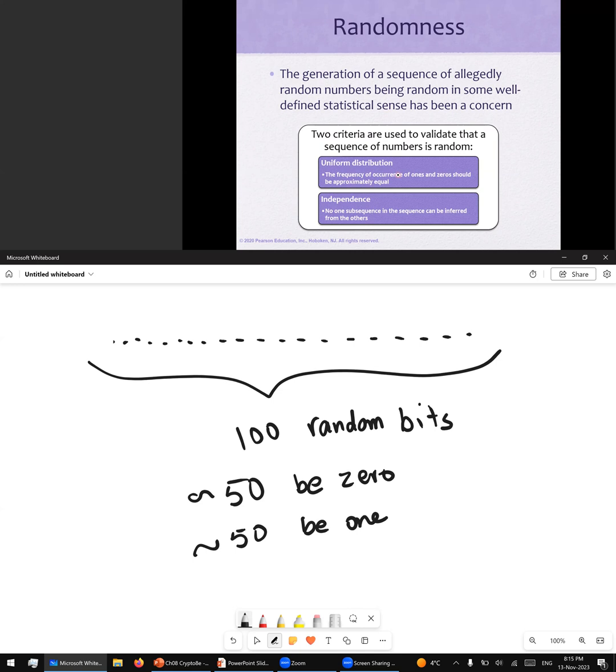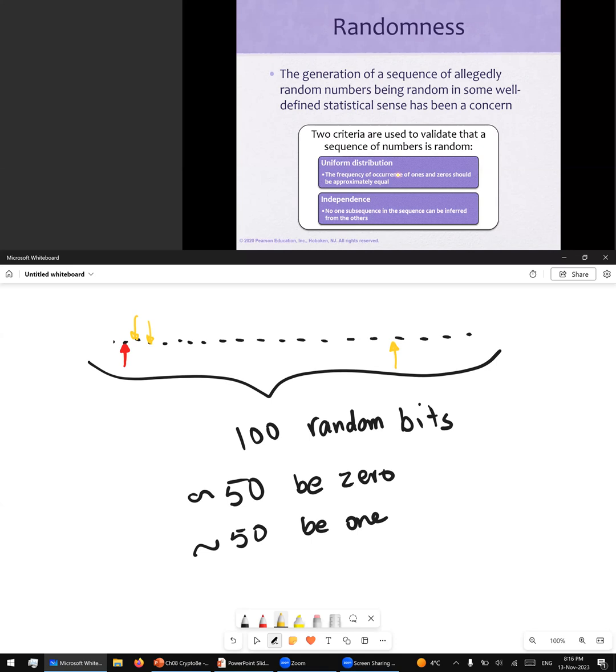The other thing is that the sequence should have independence. Now, what does that mean? It means that each bit, or each subsequence of bits, should be independent of other bits or other subsequences of bits. In other words, if I take this bit over here, whatever this bit is, it should not affect what this bit is, or what this guy is, or what anything over here is, right? All of these bits should be independent from each other, right?